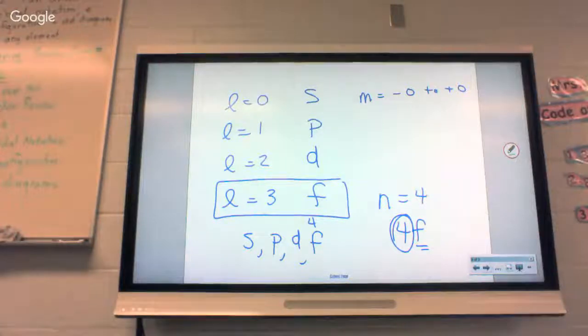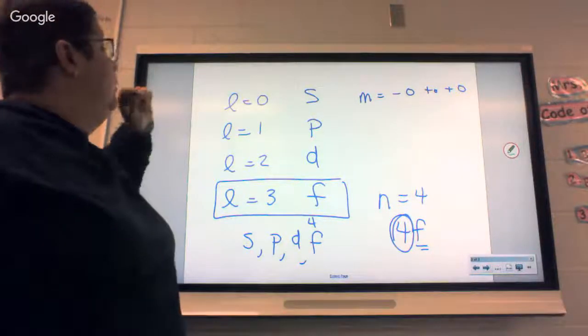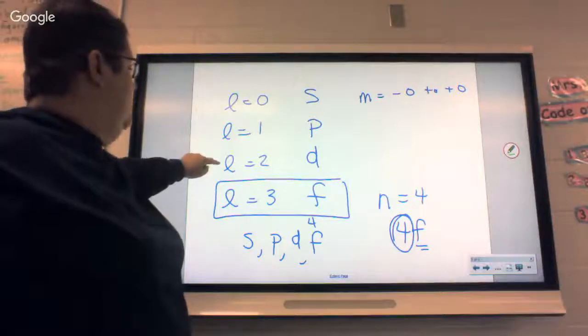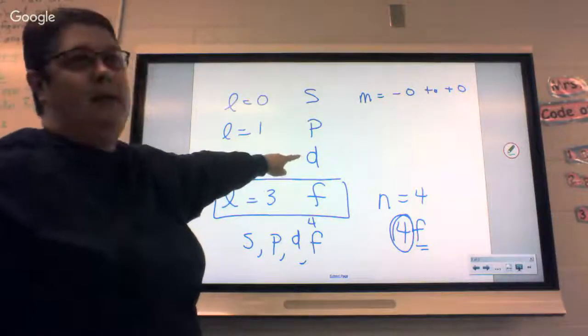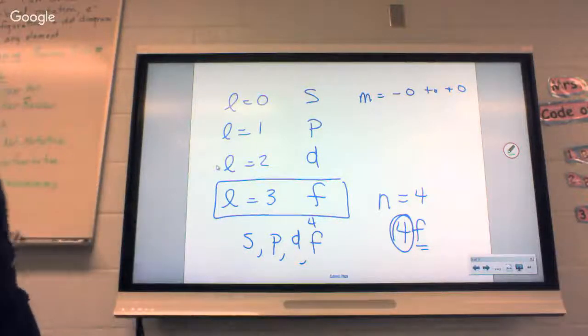front lobby. If L equals 2, what must n be? If L equals 2, and you have a D, what does n need to be to have a D? It has to be 3.